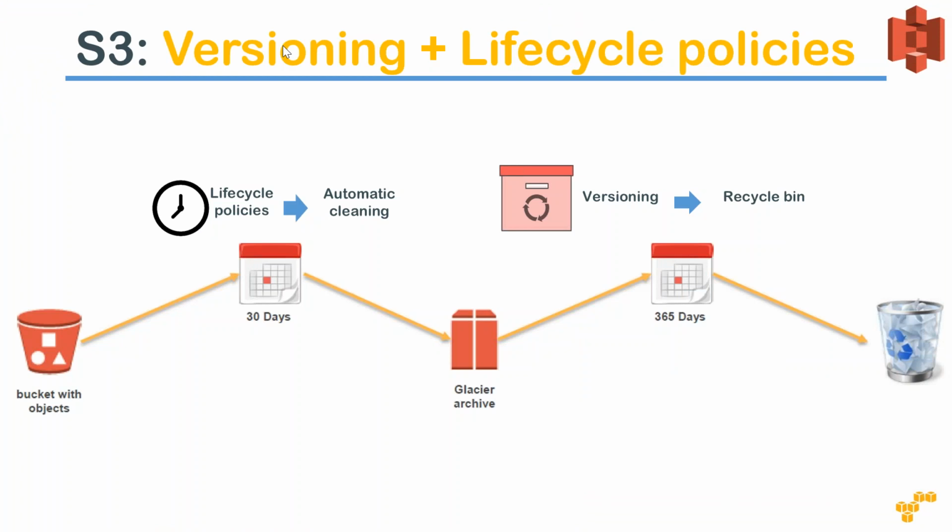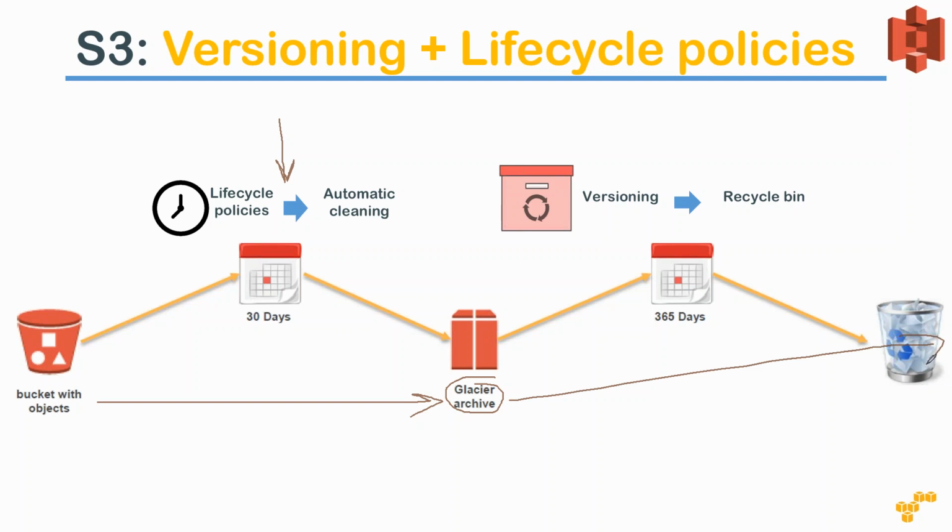So you have a bucket on the left hand side with a lot of objects, and after 30 days your lifecycle policies will automatically kick in, and the cleaning process takes up, and it sends it to the Glacier part of it. So some data has gone to Glacier now, and after 365 days, automatically the Glacier lifecycle policies will kick in, and then they will be sent to your recycle bin or deleted from your account.